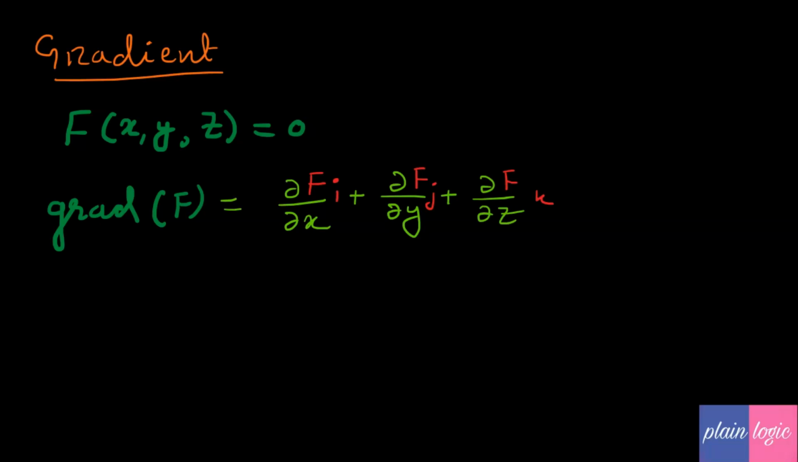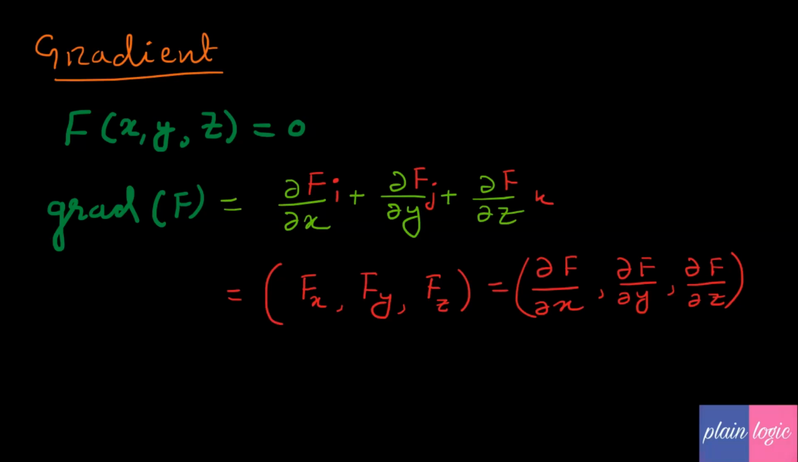Now these quantities can also be written as fx, fy and fz. Now the directions like i, j and k can be ignored and this can be written in this form also. So that is it.